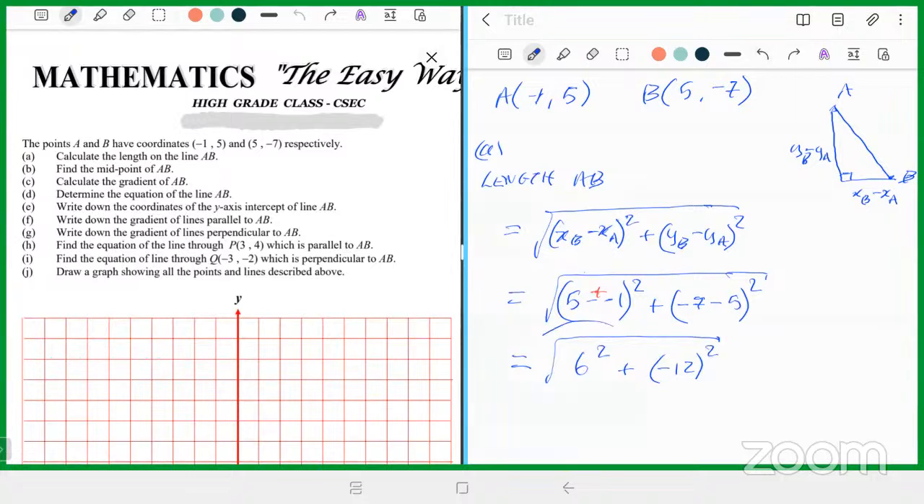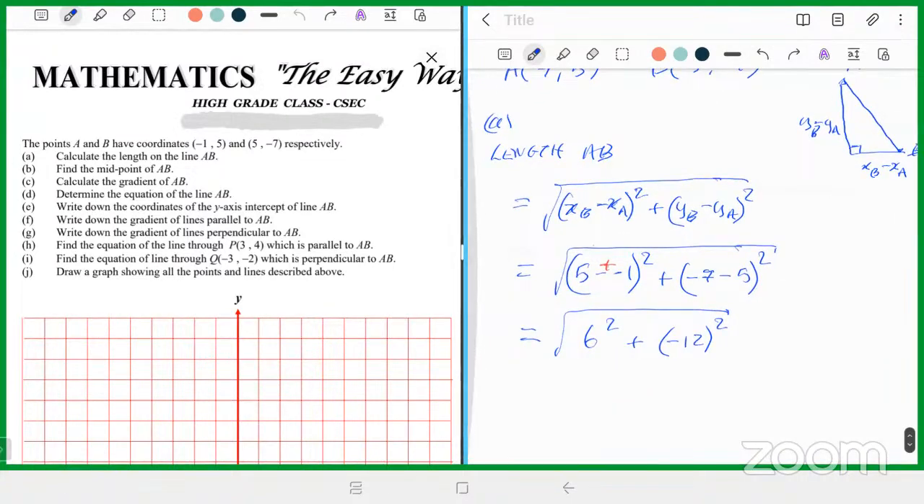Now you can put this in the calculator and work it out, but I just want to explain. If you were to work it down, this 6 squared will become 36, and this -12 squared becomes +144. And then 144 and the 36 is 180. So it becomes the square root of 180. And I can leave my answer as that since it's not an exact value.